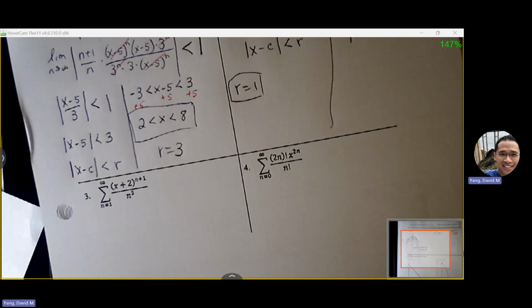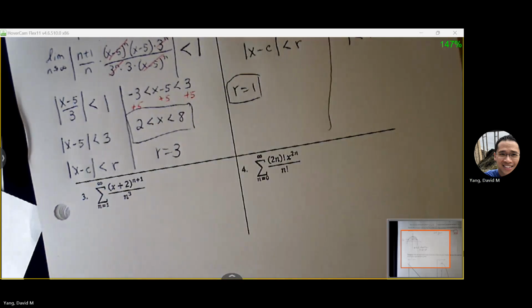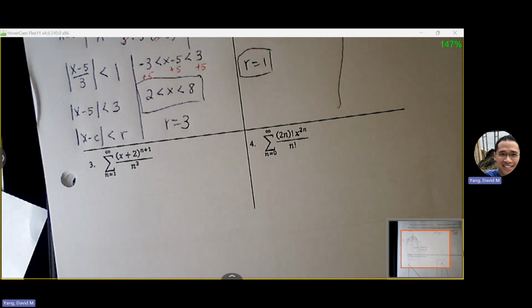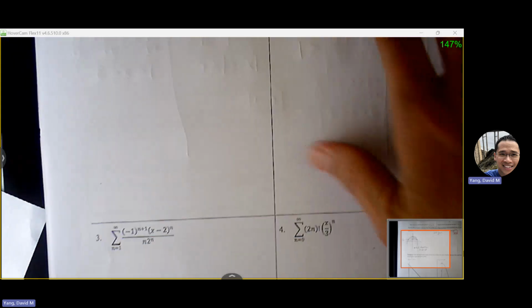Okay, let's just do one more. Oh, radius is infinity. Yeah, because it can extend indefinitely in both directions. Okay, so page 16. Let's do one more, and then we'll be done.